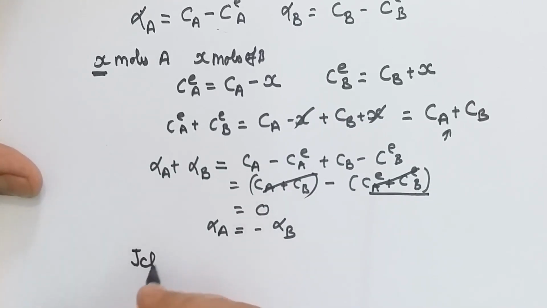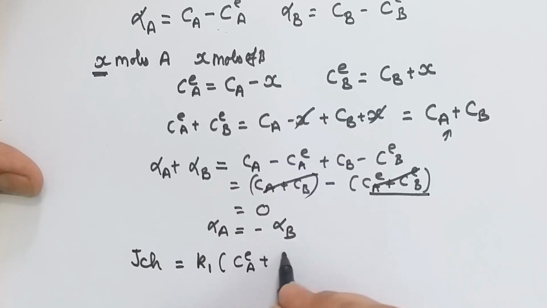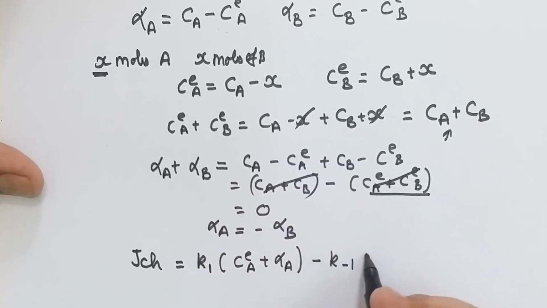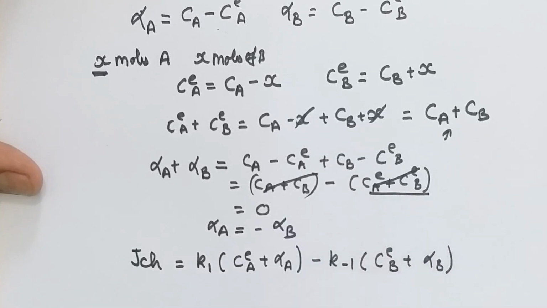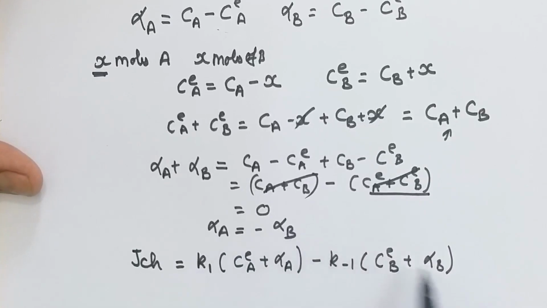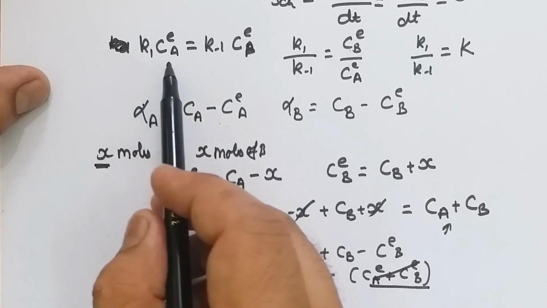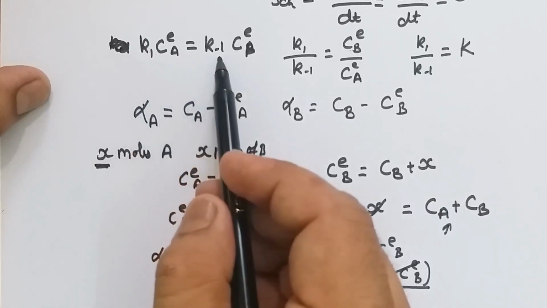So we will have JCH is equal to K1 into (CEA plus alpha A) minus K minus 1 into (CEB plus alpha B). Okay, and we have already seen that alpha A is equal to minus alpha B. So over here in place of alpha B we can substitute minus alpha A, and also we have seen that K1 CEA is equal to K minus 1 CEB.